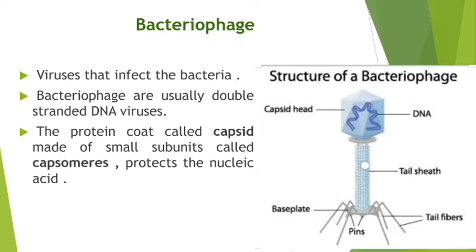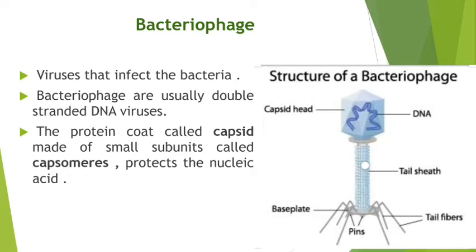Then the protein coat called capsid. Can you see here the capsid head? So bacteriophage consists of head, neck and tail. Here the portion between head and tail is the neck portion. So in the bacteriophage, this capsid head is the protein coat.